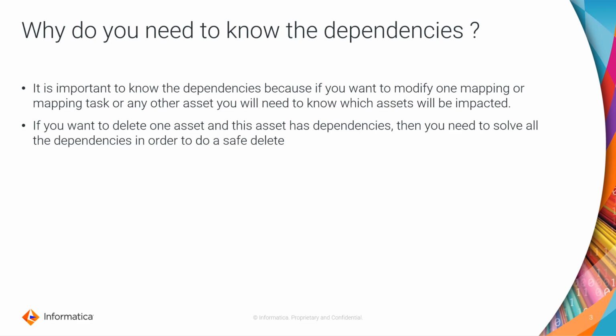The same thing if you want to delete. Just imagine if you delete a connection that is being used in 10 different mappings, the impact will be really great. So it is important to know what could be impacted when you do a modification or when you delete one asset. In this video, I will show you two different ways to do it. One of them is through the user interface when you log into your Informatica account, and the other one is using the Informatica REST API. So you have options to do it manually, and you could do it programmatically if you want.